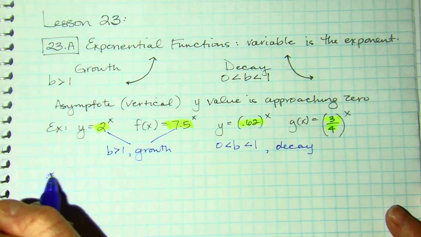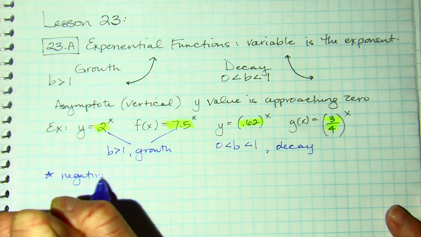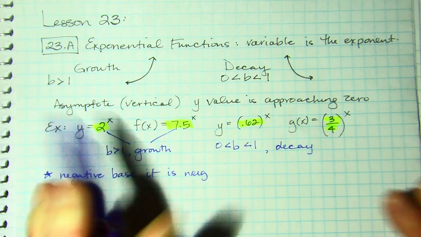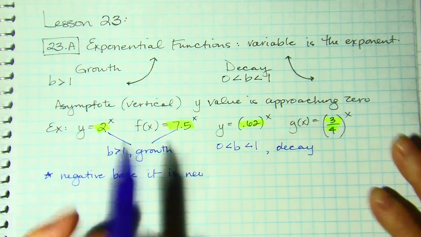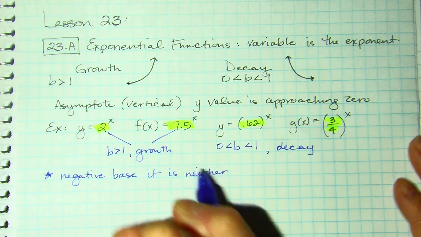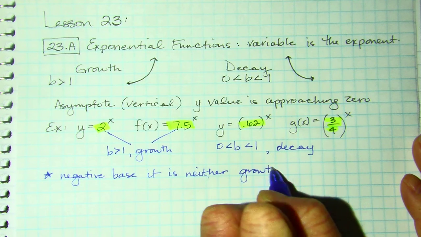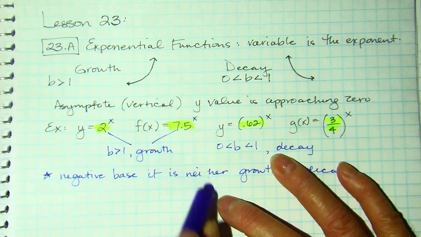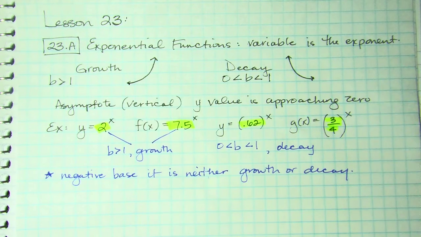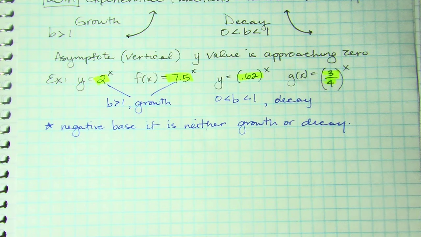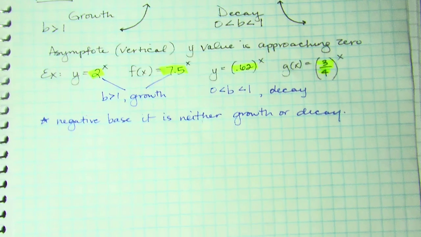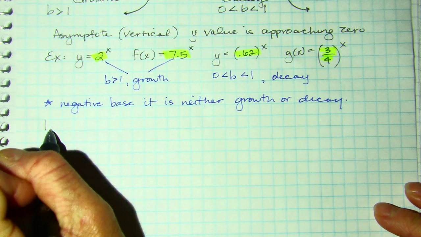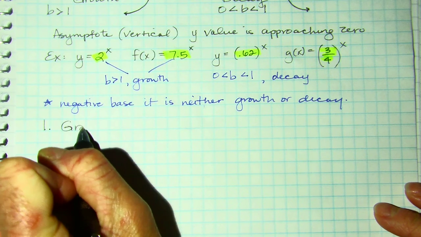Just a side note, if you have a negative base, it is neither growth or decay. I don't remember if the book even gives you one of those, but just so you know, the base cannot be negative for it to be growth or decay. So I want to start with just the basic growth function. So we're going to graph the following.